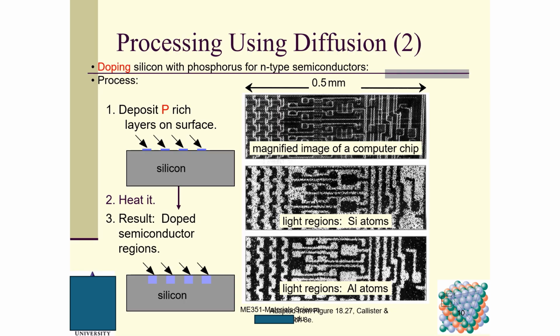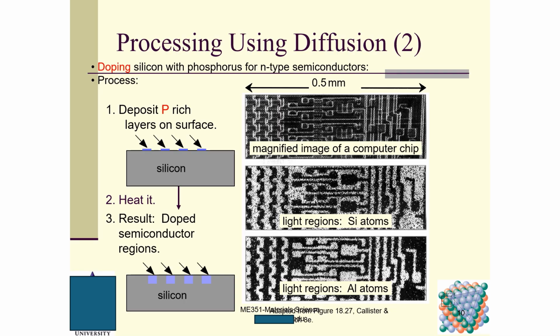So first, deposit phosphorus-rich layers on the surface. So this is silicon, and we deposit P, the phosphorus layer, on the surface, and then we heat it. As a result, we have doped semiconductor regions. So this one, this one, this one. Why? Because when we heat, we will have diffusion between silicon atoms and phosphorus atoms.